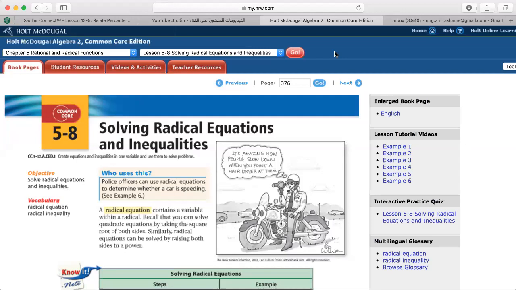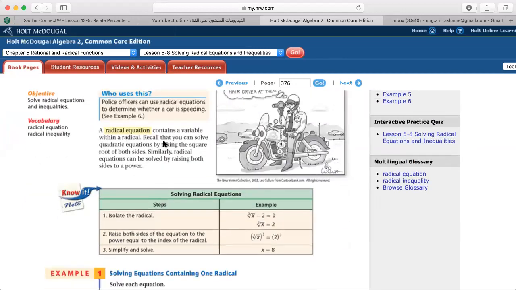We're going to start a new lesson today, chapter 5, lesson 8, solving radical equations and inequalities. A radical equation contains a variable within a radical. Recall that you can solve quadratic equations by taking the square root of both sides. Similarly, radical equations can be solved by raising both sides to a power.